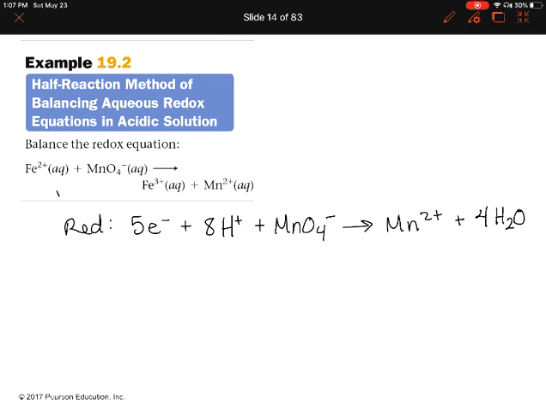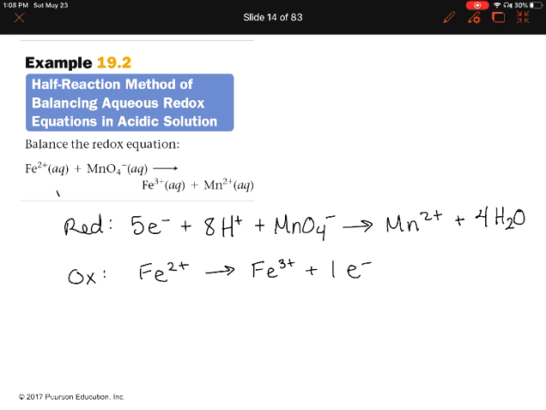All right, so our oxidation half reaction, remember that means that electrons are lost, so we're going to write that in the products. How many electrons does iron lose if it's going from 2 plus to 3 plus? Just 1, right? So we have 1 electron in the products.